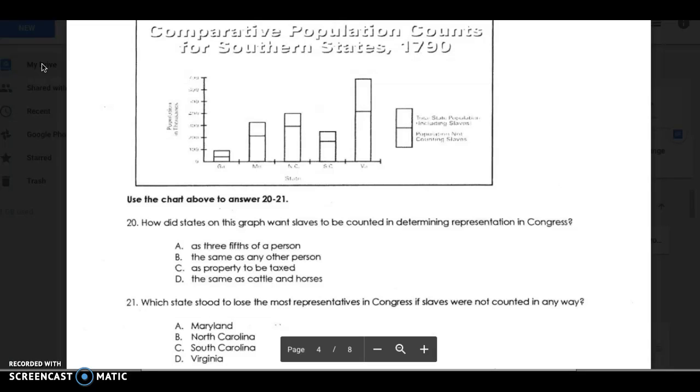Number 20. How did states on this graph want slaves to be counted in determining representation in Congress? A. As 3/5 of one person. B. The same as any other person. C. As property to be taxed. Or D. The same as cattle and horses.